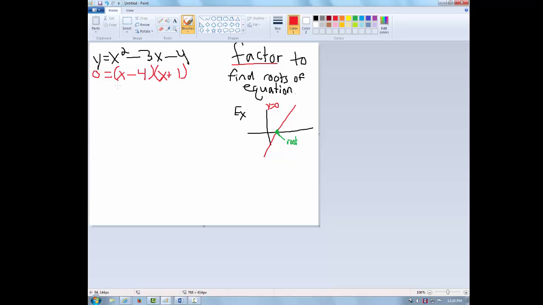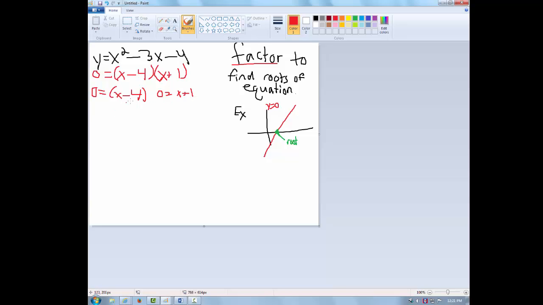Okay, so from here, if this quantity equals 0 and you multiply it by this, then this has to be 0 as well. Okay, so therefore we have to see what makes each quantity 0. Okay, so we set both quantities equal to 0, and then we solve for each one, and that will give us our roots.